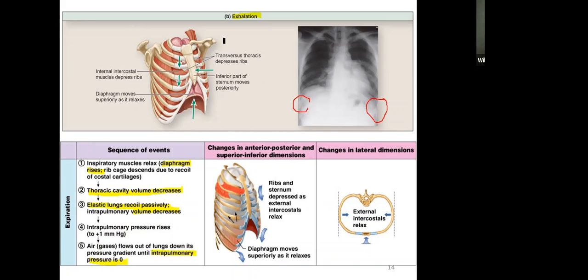So what's happening in relation to the muscles? Well, the transversus thoracicus muscles are going to depress the ribs. The internal intercostal muscles are going to depress the ribs. The diaphragm is going to move superiorly because it's going to relax. And the inferior part of the sternum moves posteriorly. So, when the patient takes a deep breath in, you see the chest expand, everything comes forward and outwards, and then as they breathe out, it all goes the opposite way.